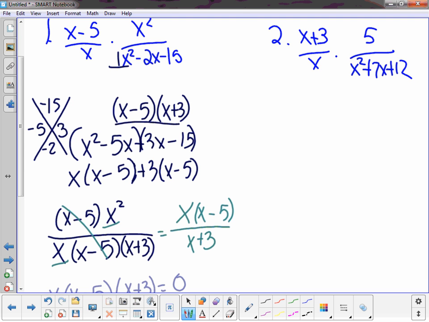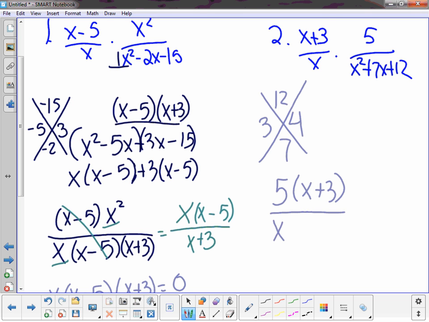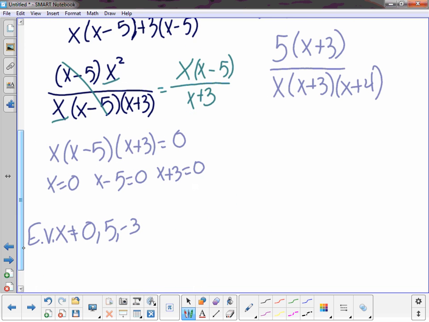So again, before I go ahead and do that, I'm going to factor that out. So 3 and 4. What I want you to do right now is pause the video and get that all factored. Okay, so once you've done that, you're left with 5 times x plus 3 over x times x plus 3, x plus 4.